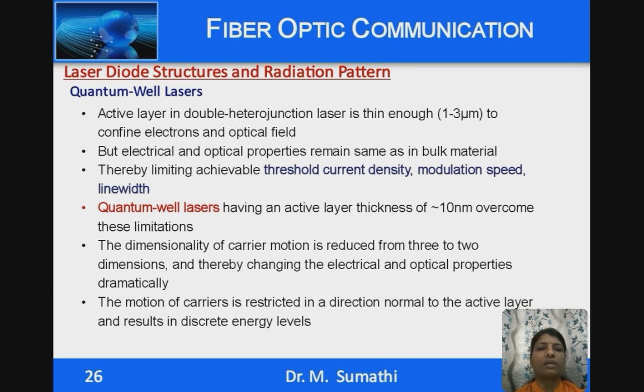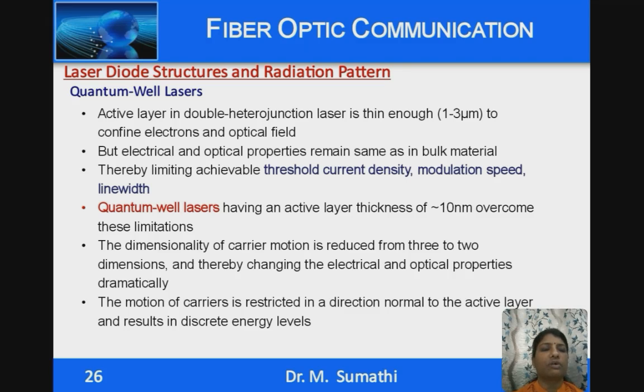Next, let us look into quantum well lasers. In a double heterojunction laser, the thickness of the active layer is reduced and made very thin, and it enables confining the electrons or the charge carriers and the optical field. But the electrical and optical properties remain the same as that of the bulk material, and this limits the threshold current density, modulation speed and the line width that can be achieved. Therefore, by reducing the active layer thickness even further to approximately 10 nanometers, these limitations are overcome.